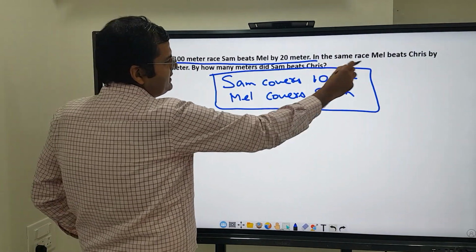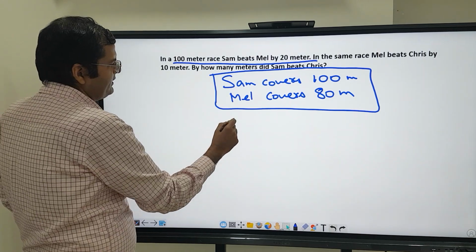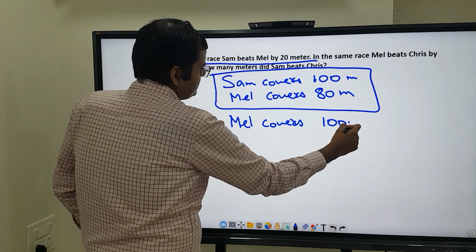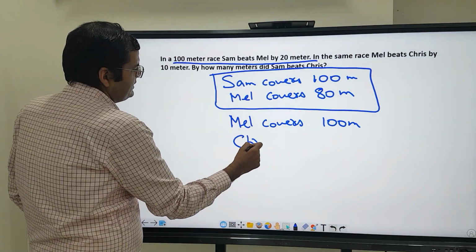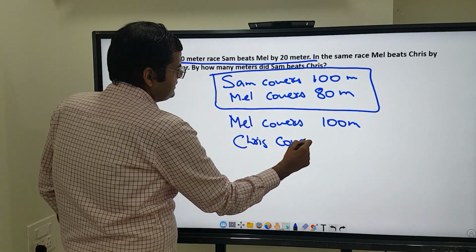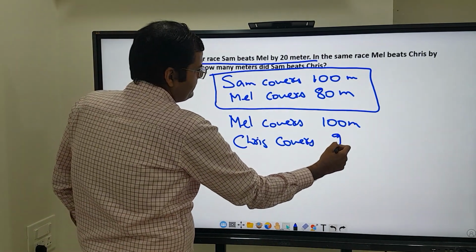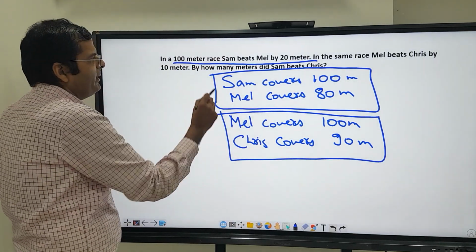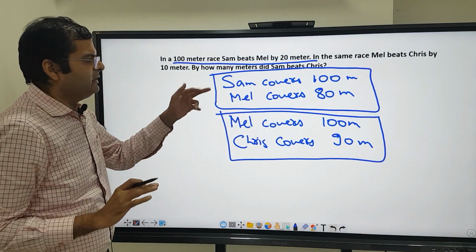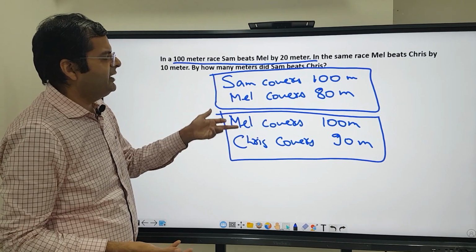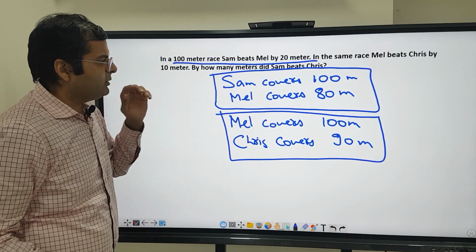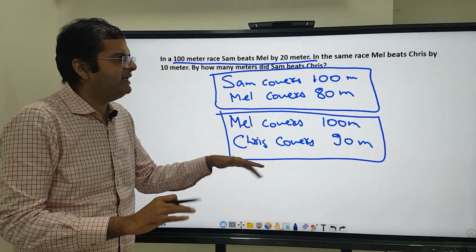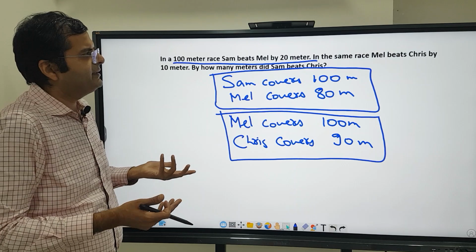The second statement says, in the same race, Mel beats Chris by 10 meters. So that means when Mel covers 100 meters, at that time Chris covers 100 minus 10, which is 90 meters. Now the question is asking by how many meters Sam beat Chris. Sam will definitely beat Chris because Sam has beaten Mel and Mel has beaten Chris. So the question is, when Sam covers 100 meters, how many meters does Chris actually cover? We can find that, then we can find by how many meters Sam has beaten Chris.